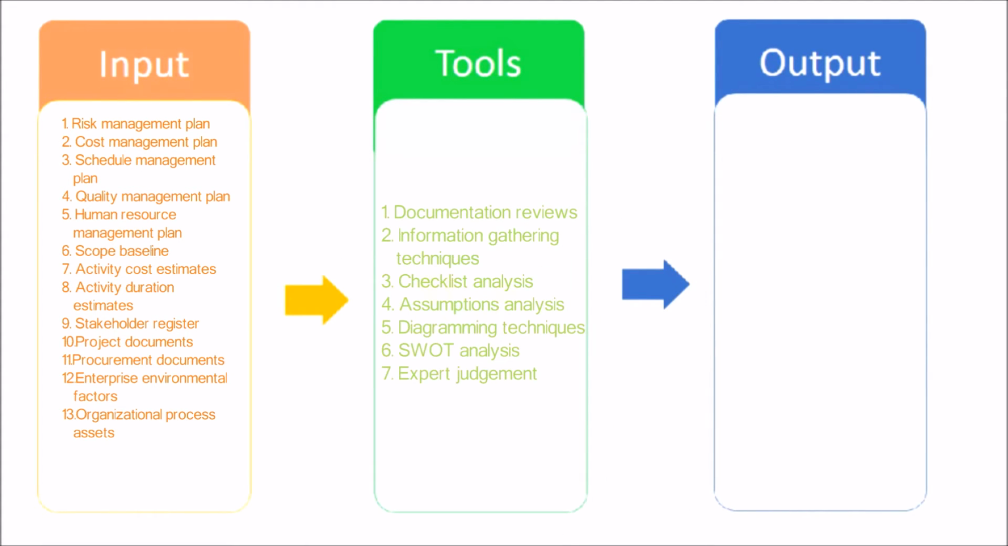Next, let's have a look at the tools and techniques used in this process. Documentation Reviews. A structured review of the project documentation may be performed, including plans, assumptions, previous project files, agreements, and other information. Information Gathering Techniques. Checklist Analysis. Risk identification checklists are developed based on historical information and knowledge that has been accumulated from previous similar projects and from other sources of information.